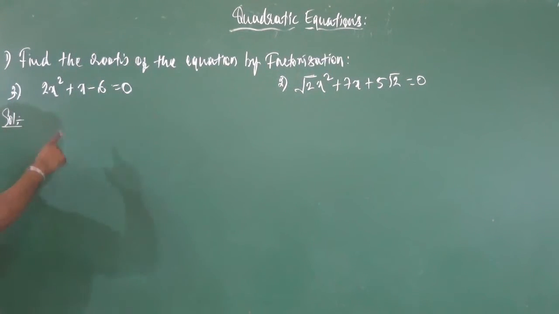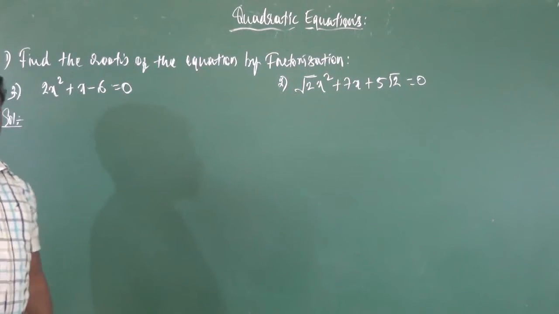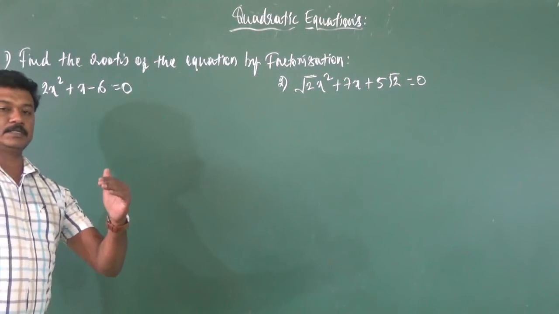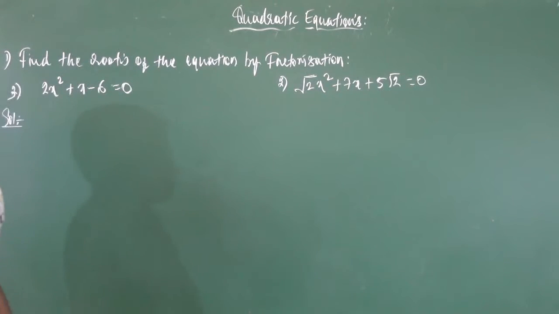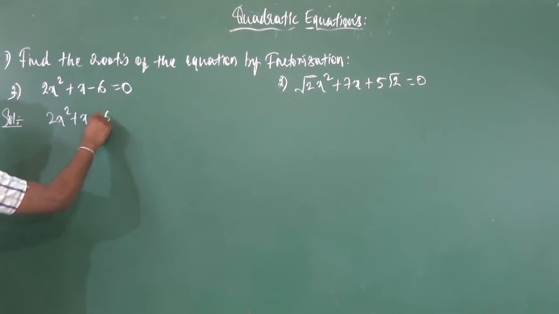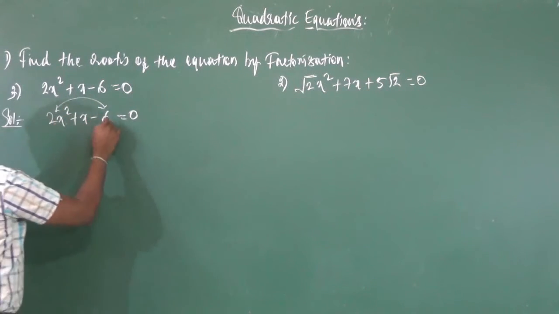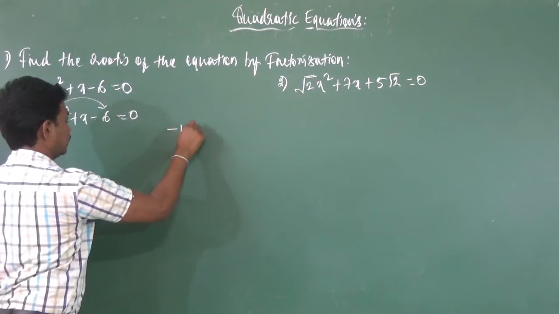So check whether the given quadratic equation is in the standard form, with the variable of highest power first, then the lowest, then the constant. So the decreasing order. So it is right. 2x square plus x minus 6 is equal to 0. So multiply the extremes. 2x square into minus 6 is minus 12x square.